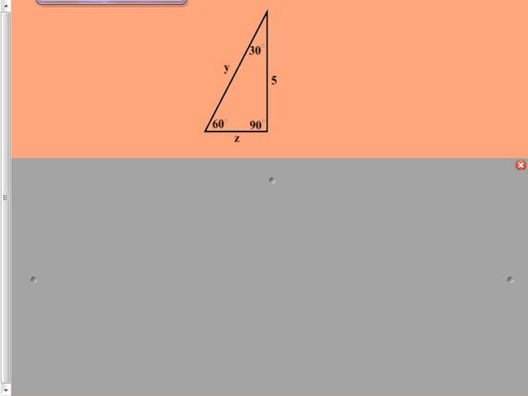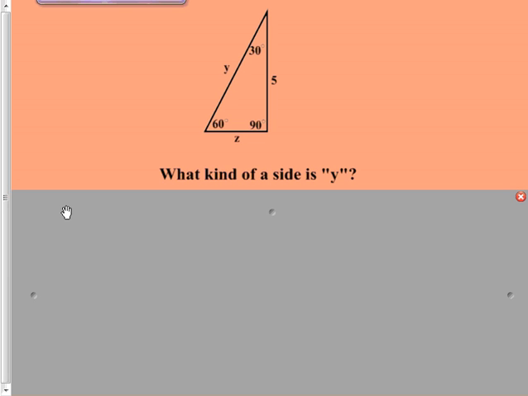All right, so let's take a look. Let's see what we can figure out first. How about y? Let's see if we can find out y. Well, what kind of a side length is y? Is it the short leg, the long leg, or the hypotenuse? Obviously, the y this time is the hypotenuse. It is across from the right angle. So we're going to look at our rules, and we will pick out a rule that talks about the hypotenuse.